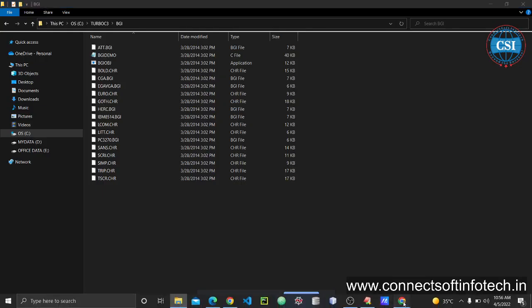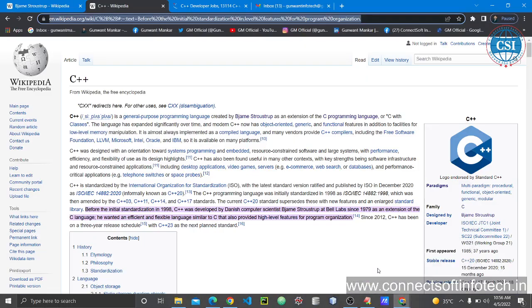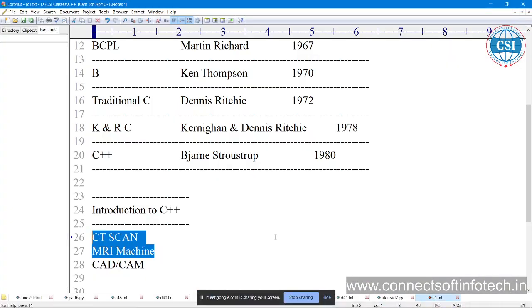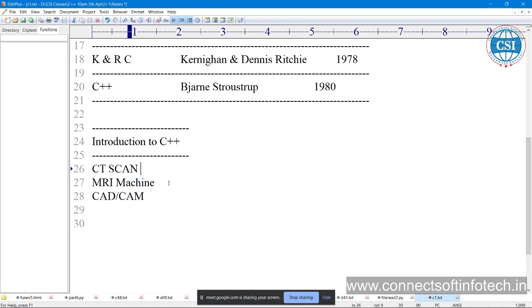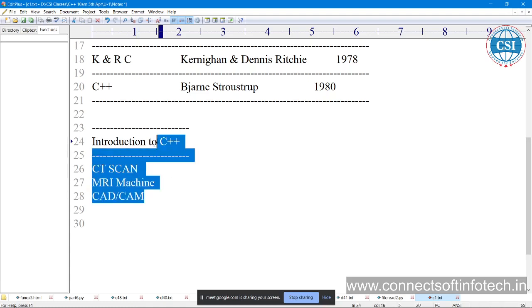Okay, this is the high level purpose. In the low level purpose, you are going to use it in machines: CT scan machine, MRI machine, CAD CAM, software development, and the C programming language. Java is developed from C and C++.